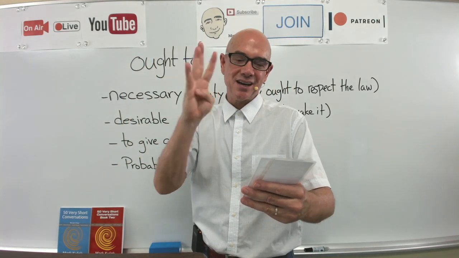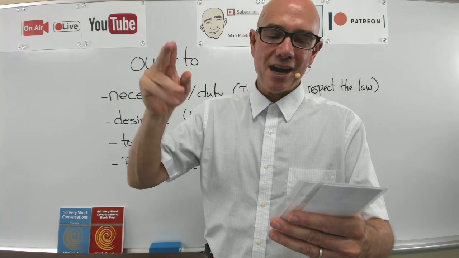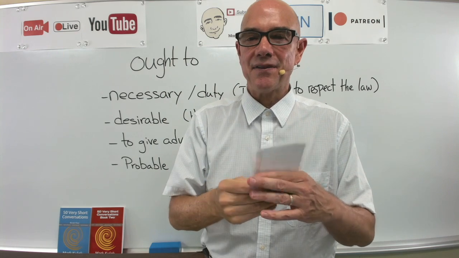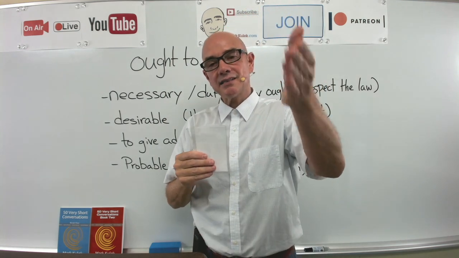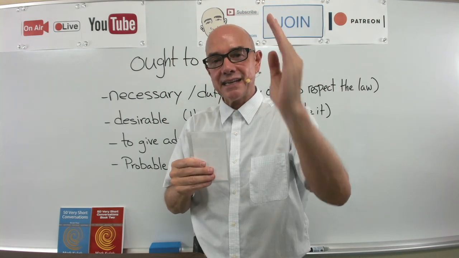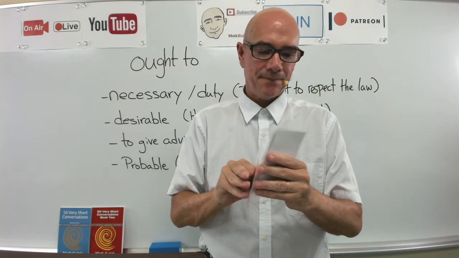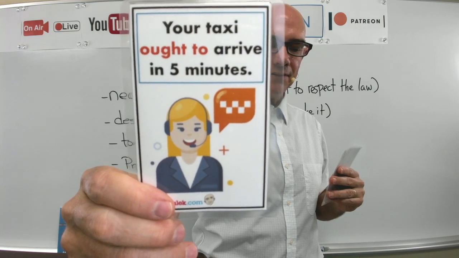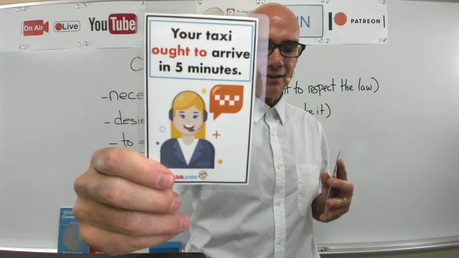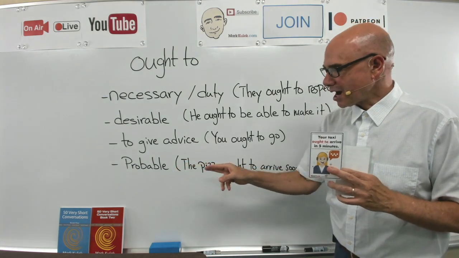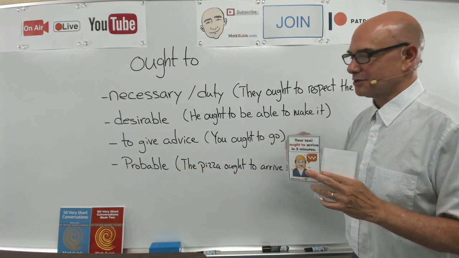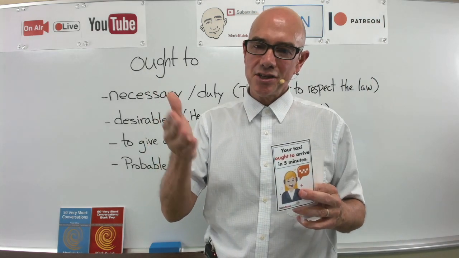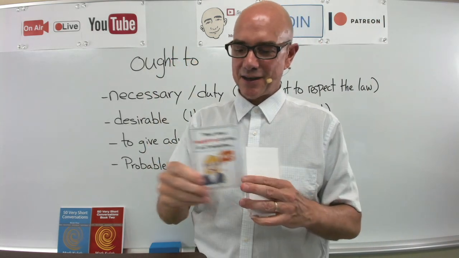Here we go. Card number 4. Your taxi ought to arrive in 5 minutes. All right. So this is probable, right? So it ought to arrive in 5 minutes, right? Pretty sure it's going to arrive in 5 minutes.